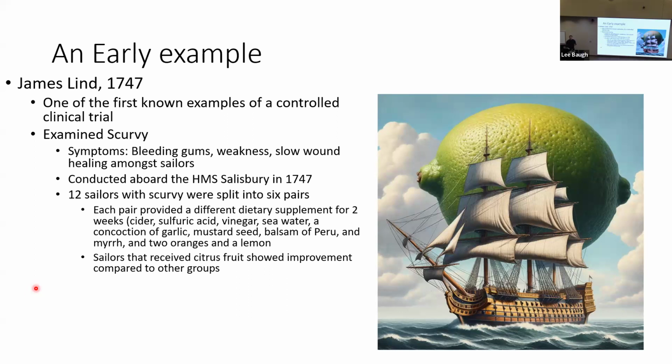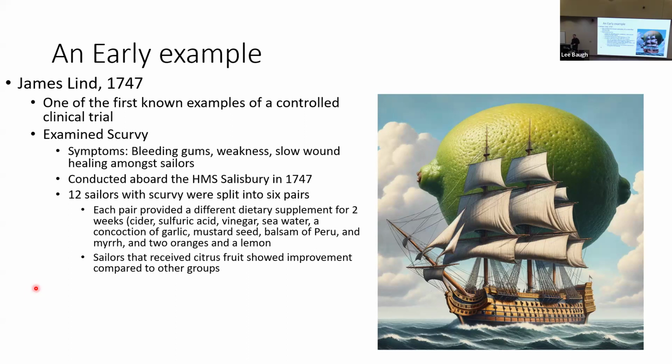James Lind previously had decided, oh, maybe diet has something to do with this condition because we don't see it when people are inland as often. So maybe it's something specific about being in this unique environment, being on a boat. And one of the things that goes along with long sea travel is difficulty in bringing along a wide variety of food sources. So he thought maybe it's the diet of the individuals that is resulting in this condition.